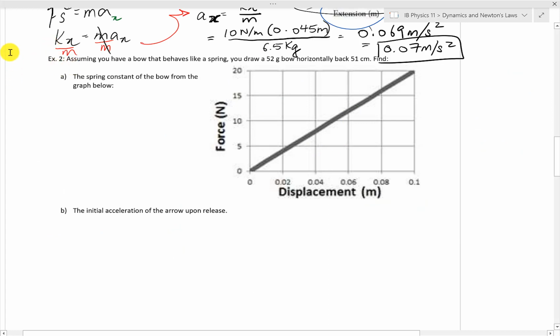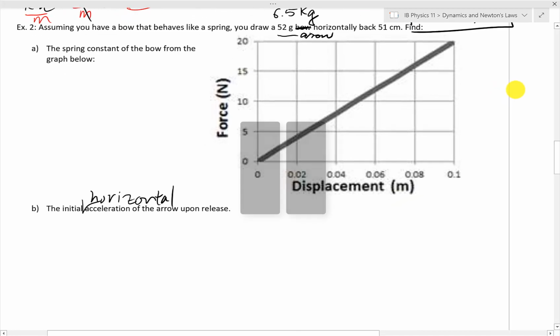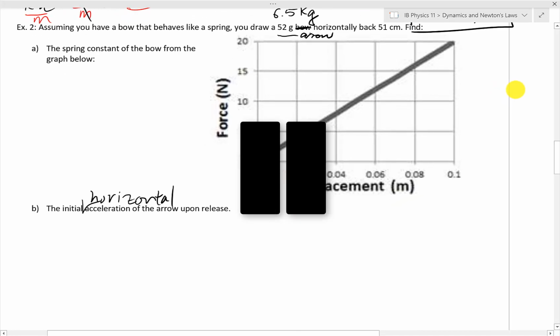Example 2. Assuming you have a bow that behaves like a spring, you draw a 52-gram, that should say arrow. You draw a 52-gram arrow horizontally back 51 centimeters. Find the spring constant of the bow from the graph below. Oh, very similar. And then here again, find the initial horizontal acceleration of the arrow upon release. Okay, so I'm going to give you a chance to do this question yourself. Here I'm going to zoom in so you can see the graph. Good time to pause and see you back.